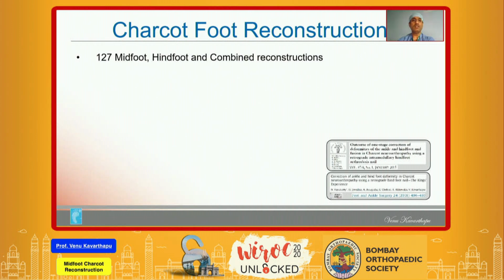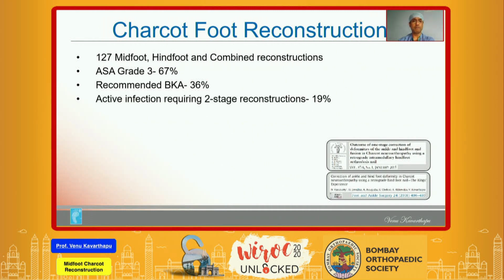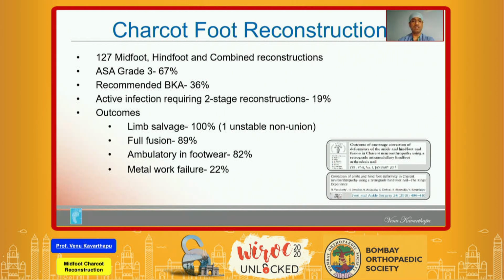So just to finish off, out of 127 midfoot, hindfoot, and combined midfoot and hindfoot reconstructions we have done in our institute, very high ASA grade, and quite a significant portion of these patients were recommended a BKA from the referring hospital, and just 20% of these had active infection requiring a 2-stage reconstruction. So the outcomes so far are pretty good. Limb salvage has been achieved in 100% of patients.